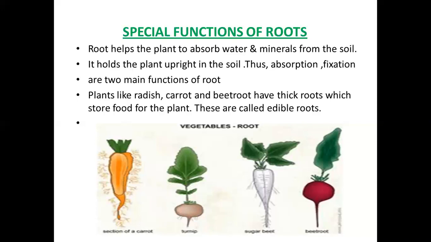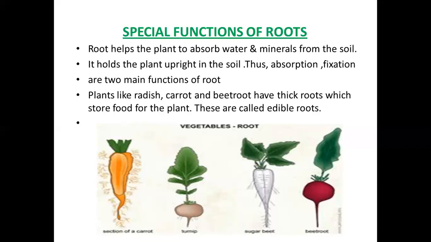And not only these functions, these roots perform some special functions. Coming to the special functions of the roots, plants like radish, carrot, beetroot have thick roots which store food for the plant. Where do we get this carrot, beetroot and radish? From the soil. They are present underground. So the roots of these plants store food. So radish, carrot and beetroot have thick roots which store food for the plant.